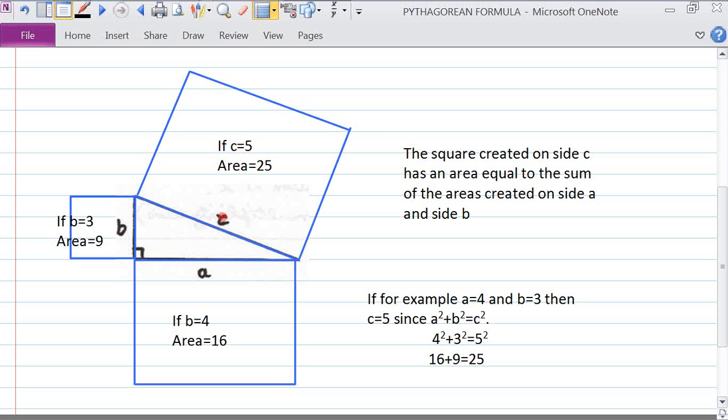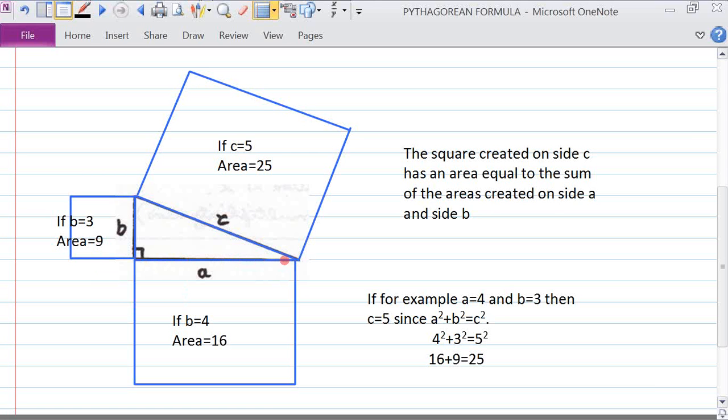Let's say that C is 5, and we construct a square on this side where this is 5 and this is 5. So it's a perfect square, so the area is 25. Now we go over here, and let's say that B has a length of 3. And I make a square on this side where this is 3 and this is 3. So it's a perfect square, so the area is 9.